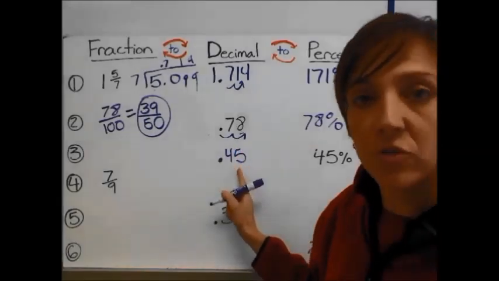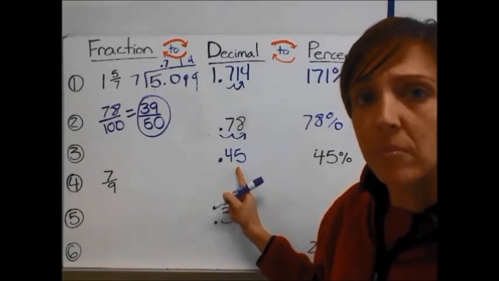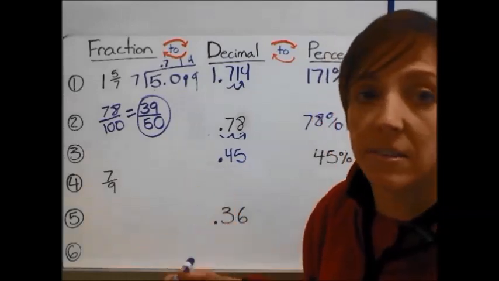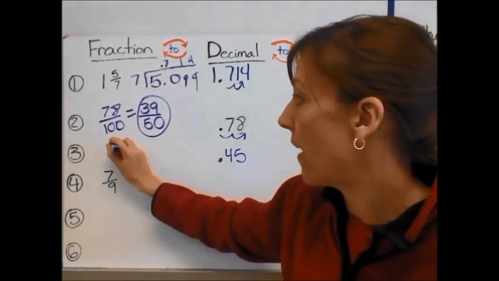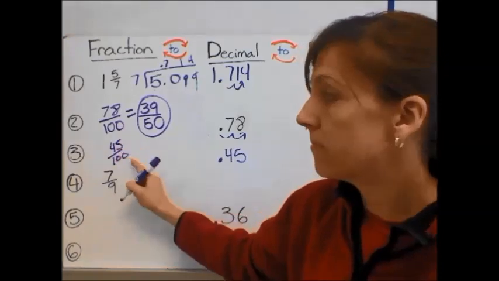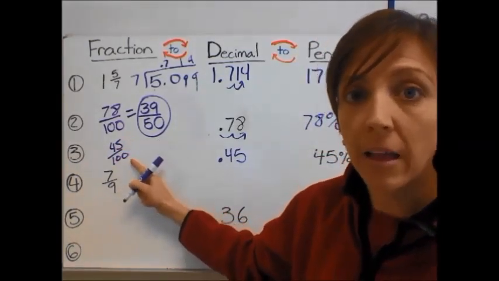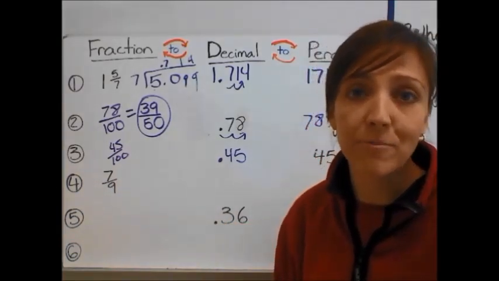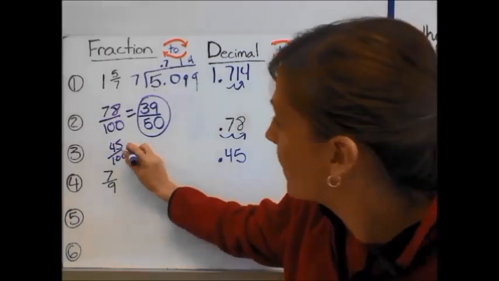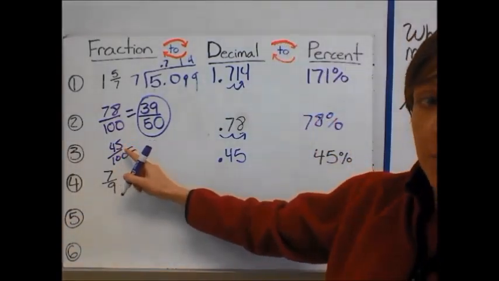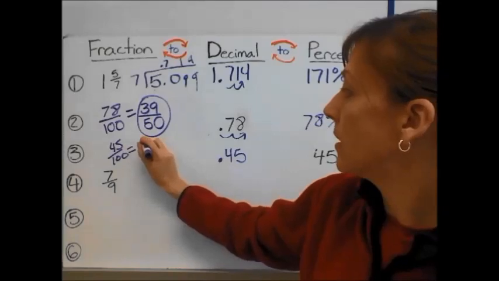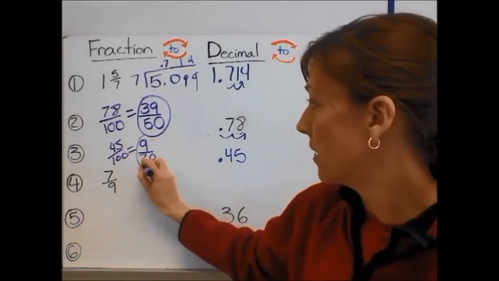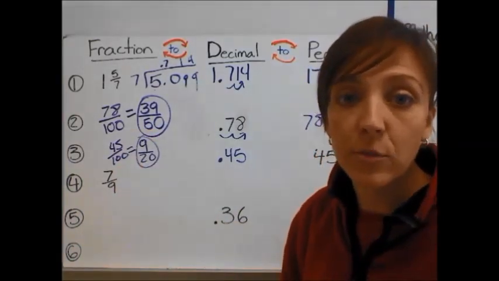So I get 45 hundredths for my decimal number, and then I'm going to write that out as a fraction. 45 hundredths is written exactly how it sounds. 45 hundredths. 45 out of 100. I can simplify this. I know that 5 is a common factor of both 45 and 100. So I'm going to go ahead and write that out. 5 goes into 45 9 times. And 5 into 100 goes 20 times. So my simplified fraction is 9/20.